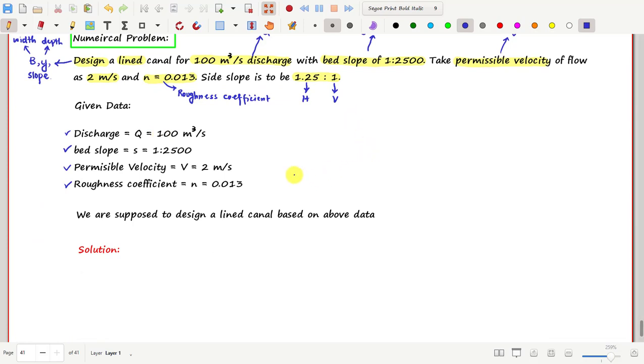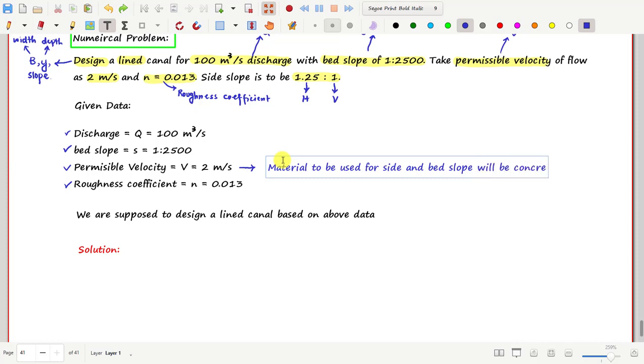So the permissible velocity is given to us 2 meter per second. That means that the material to be used for side and bed slope will be concrete. Okay, this means that.